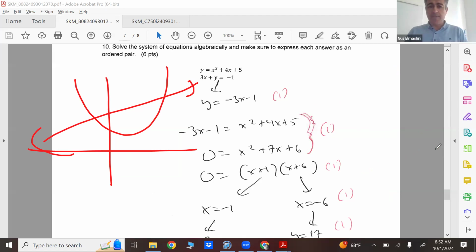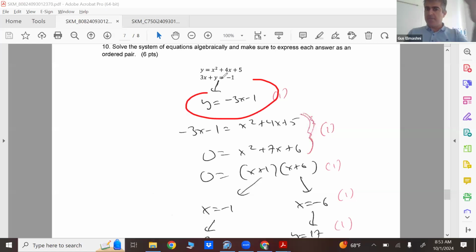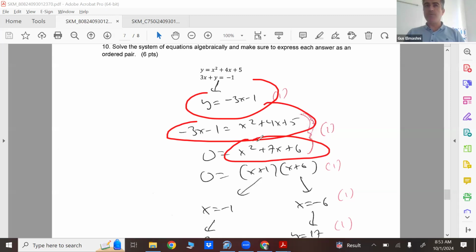So you expect two answers, right? And you probably know roughly where they're going to happen. That's what I've done first. Then get y by itself. Once you get y by itself, plug it into the other equation. Solve it. You have a very simple quadratic equation.